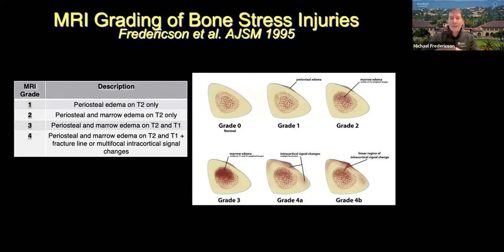And this is a grading system I came up with years ago for these injuries in the tibia. Essentially, first stage is just the periosteal edema. Now, you might call that medial tibial stress syndrome or shin splints. Grade 2 is where you'll start to see on your T2-weighted fat suppressed images not only the periosteal but marrow edema. Grade 3, now you'll see it on T1 as well as T2. And grade 4 is where you start to see these cortical changes.